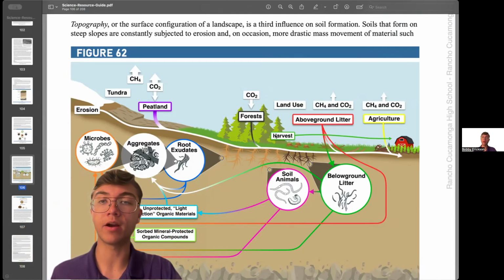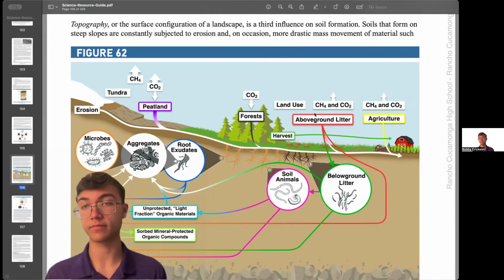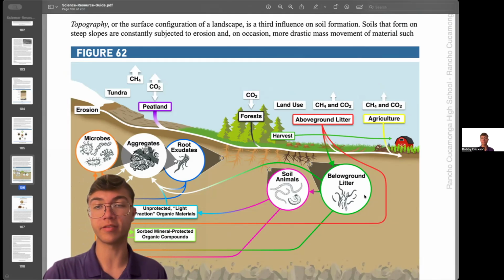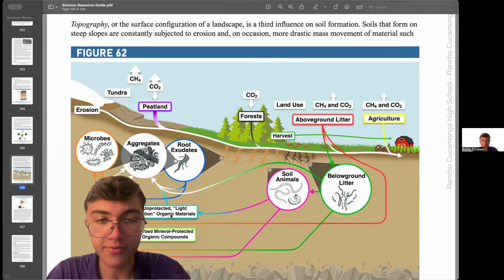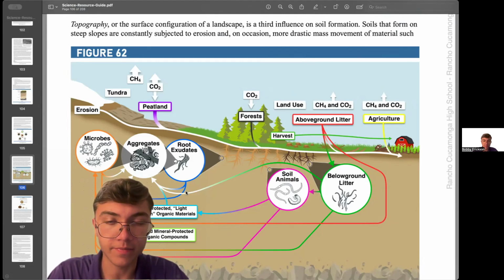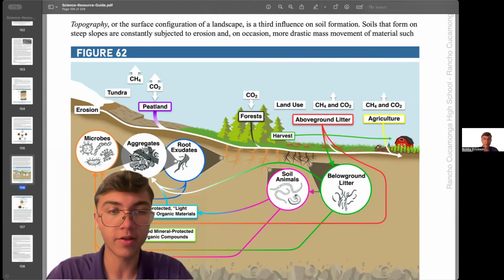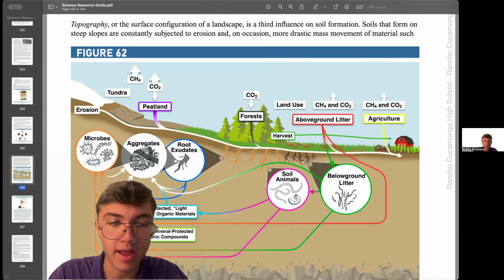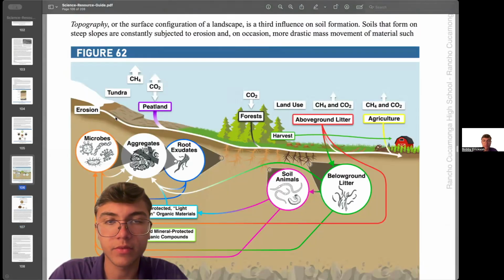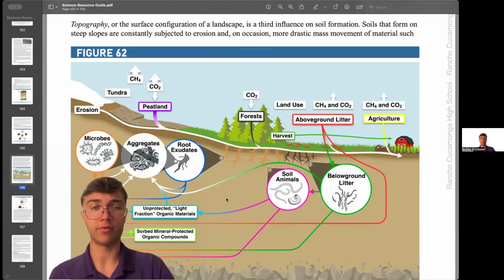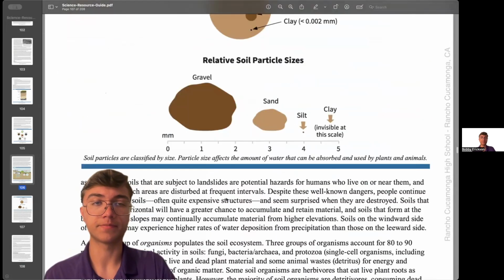And now, when we harvest a lot of the land and forests, we release a lot of methane and CO2, and agriculture can do the same thing. And so we see that these unprotected light fraction organic materials are being formed from the soil animals and from the aggregates and so forth. And sorbed mineral protected organic compounds can come from the aggregates as well. So a lot of this is just summarizing what we've already gone over.